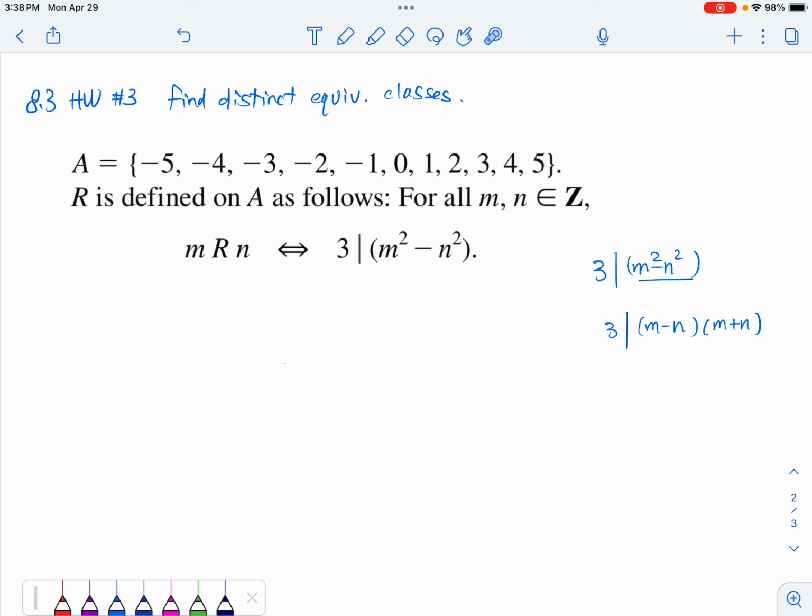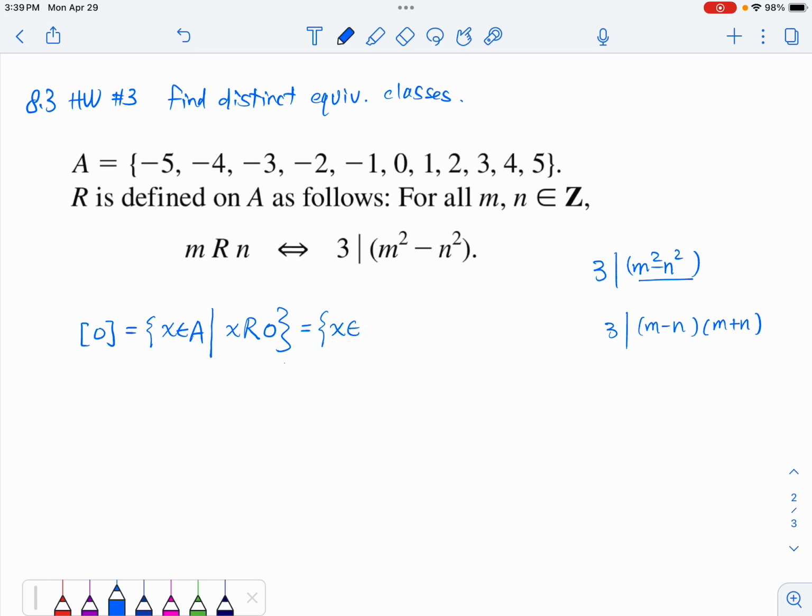All right, you can actually begin with any number. It really doesn't matter. I'm going to begin with 0 because 0 is just a nice number to begin with. So I'm going to find the equivalence class, like what are the elements in this class 0. That means I need to find the elements in A such that this element is related to 0, right? Okay, so that's what I'm trying to find.